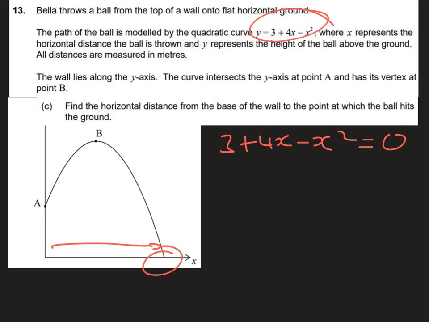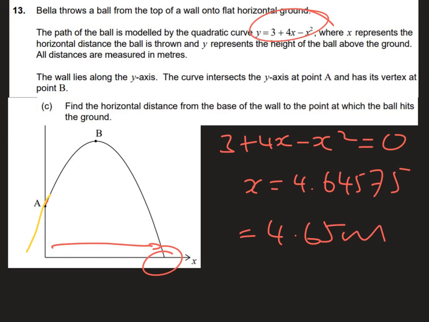And the easiest way to do that is just using the polysmlt function on your GDC, and that will give you two solutions: a negative one, which is going to be over here somewhere, which we can ignore, and the positive one, which will be x equals 4.64575, or just 4.65 meters, correct to 3 significant figures.